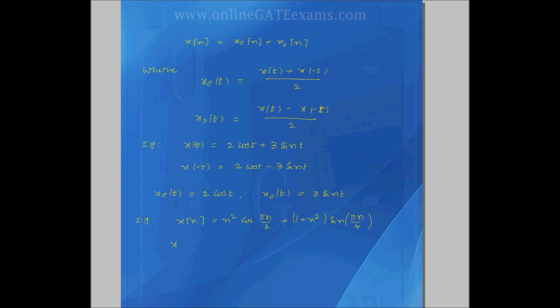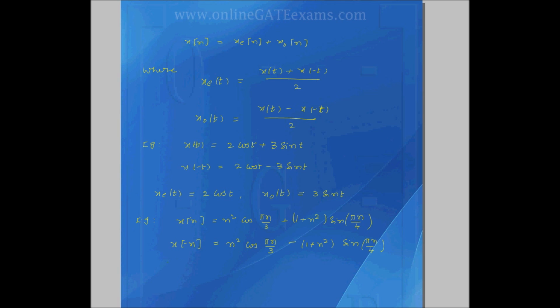For this, what will be our x of minus n? x of minus n would be equal to n square into cos pi n by 3 plus 1 plus n square into sine of pi n by 4. If you place minus, it will become minus, so the sine of pi n by 4 term will be minus.